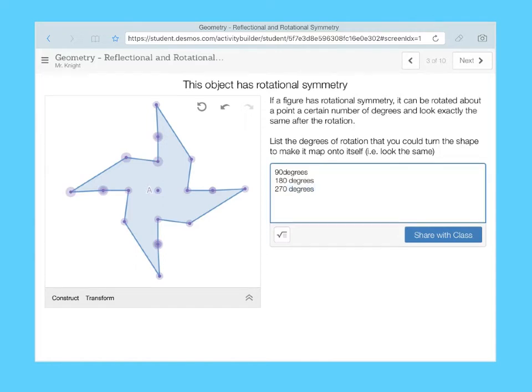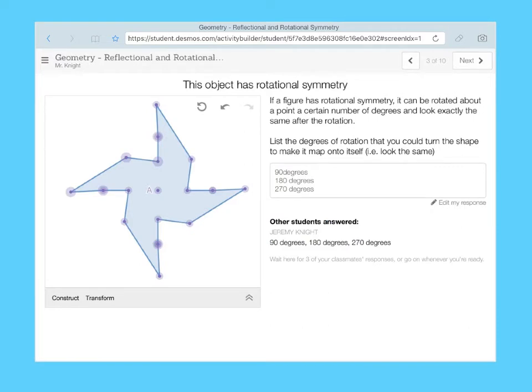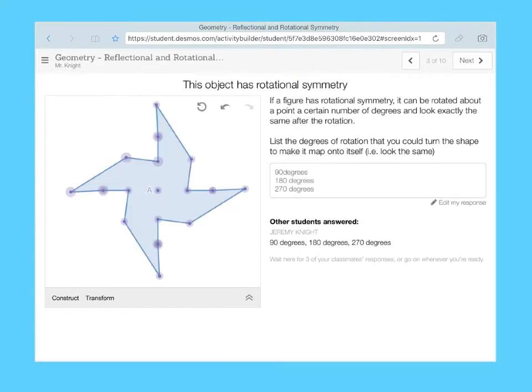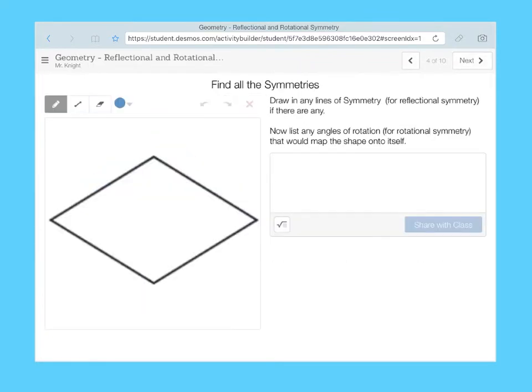All right? That's called rotational symmetry. We measure rotations in degrees, all right? So here we got a shape. We want to say, are there any lines of symmetry? Well, yeah, we do have some. Let's go back. So there's a line right there.